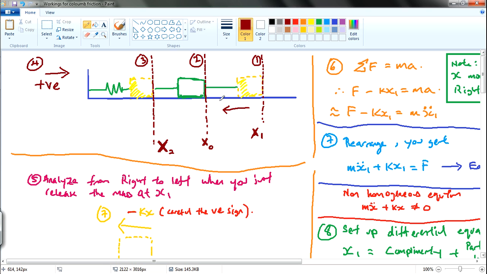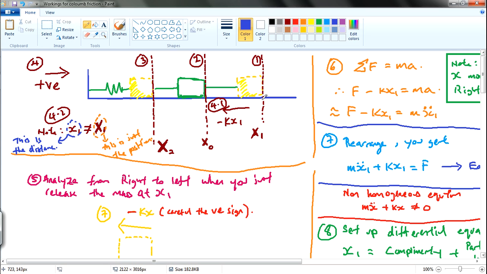Maybe I should put over here 4.5, minus kx1, and then 4.6. Maybe I shouldn't put 4.5. Hold on a while. So as you pull this thing over here, at first your datum is x0, and when you pull it up to position x1, the variable x is actually the position.